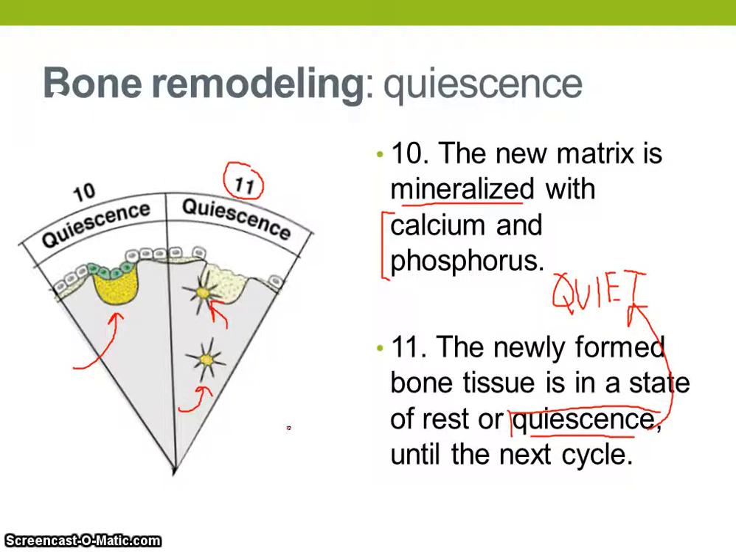I'll leave this up. If you're already done writing the notes, follow along in your wheel with me as I go through the steps one more time. So we're looking at step 1, which is activation. Some sort of physical or mechanical stressor is causing these precursors to come into the cell. These pre-osteoclasts fuse into one giant cell with a bunch of nuclei, and they're going to eat away at that old bone through these steps called resorption, releasing calcium into the bloodstream.